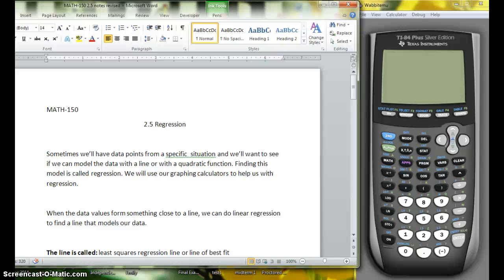Hi, in this recording we're going to go over our section 2.5 notes. So make sure you have your graphing calculator out. We're going to be using that a lot. We're going to be talking about some linear regression and some quadratic regression.